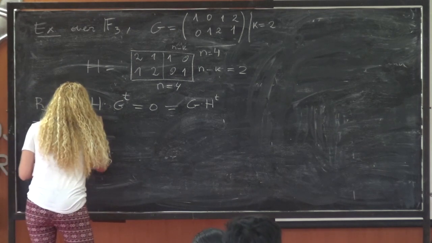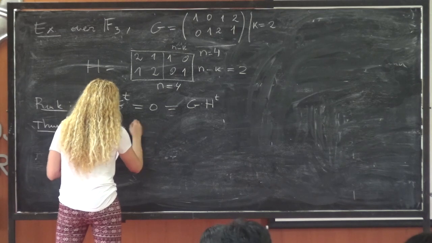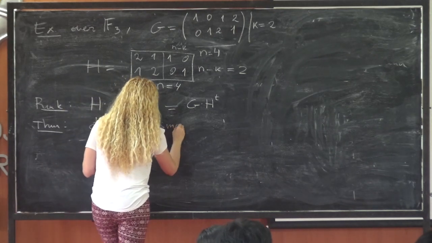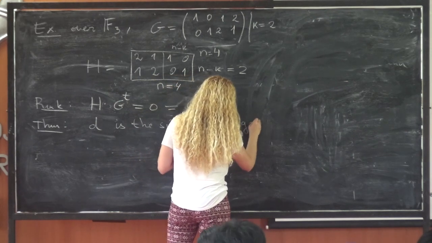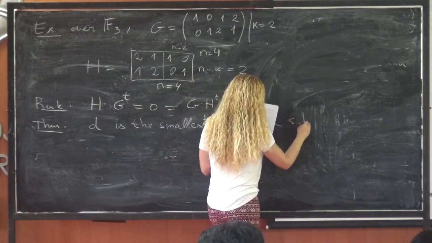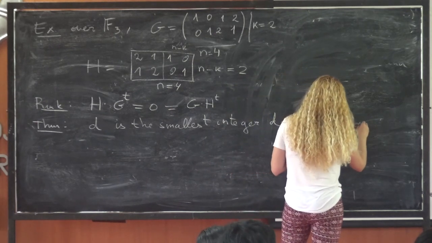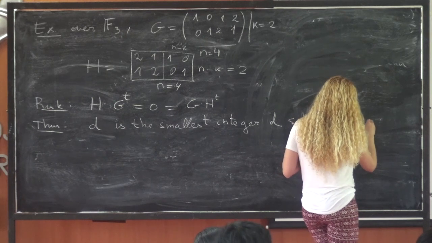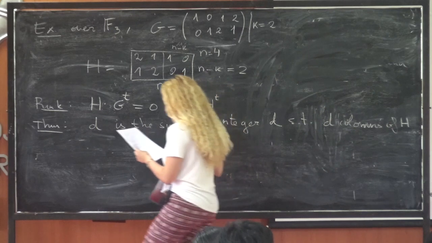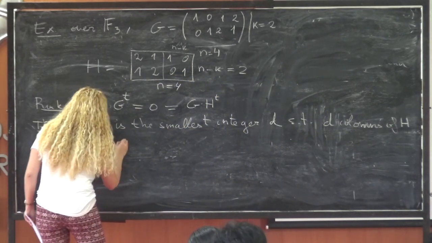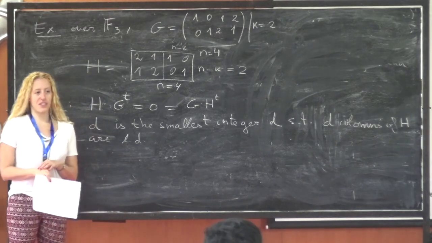So, theorem: the minimum distance d is equal to the smallest integer d such that d columns of H are linearly dependent. So we're going to prove this.